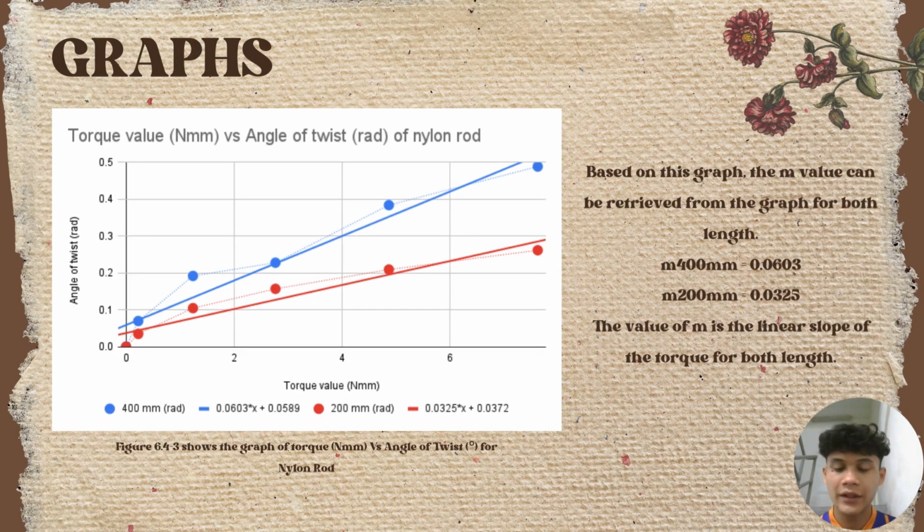And next, figure 6.43 shows the graph of torque versus angle of twist for nylon rod. Based on this graph, the M value can be retrieved from the graph for both lengths. For 400 millimeters, it's equal to 0.0603, and for 200 millimeters is 0.0325. The value of M is the linear slope of the torque for both lengths.